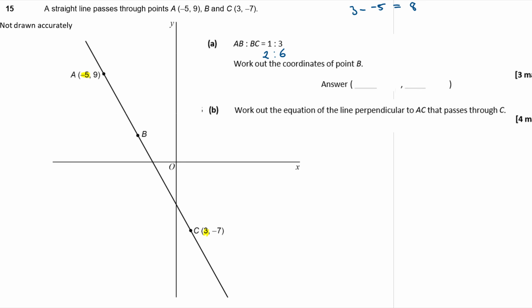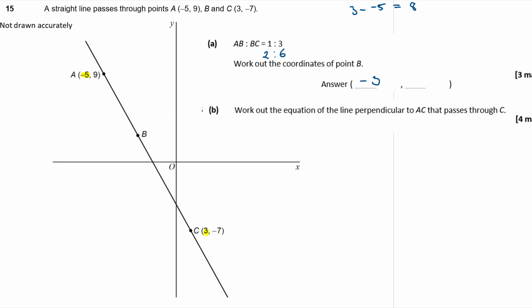So the x coordinate is going to go down by 2. So then -5, going down 2, is going to take me down to -3. And then to get down to C, I'm going to have to add the other 6 on, wouldn't I? And then -3 plus that 6 is going to take me up to 3.